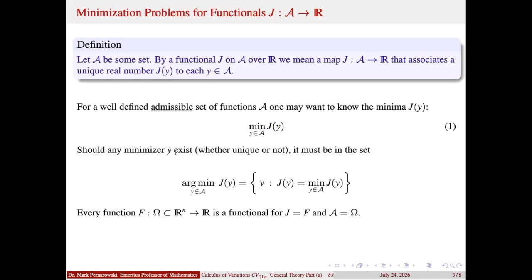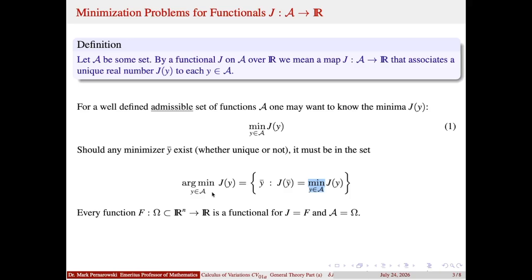So we'll just define, this is notation that's given in other textbooks, argmin is the set of minimizers. Namely, it's the set of y's that when I evaluate J at those y's, I get the minimum value in the problem.